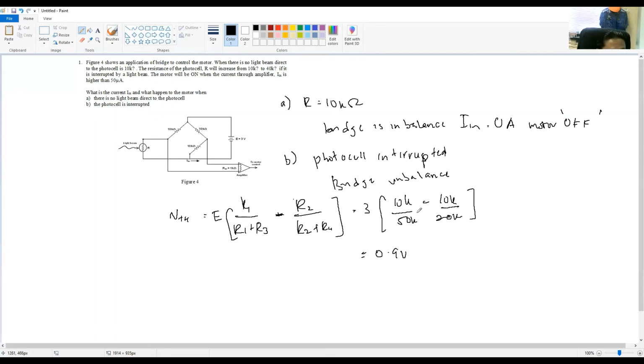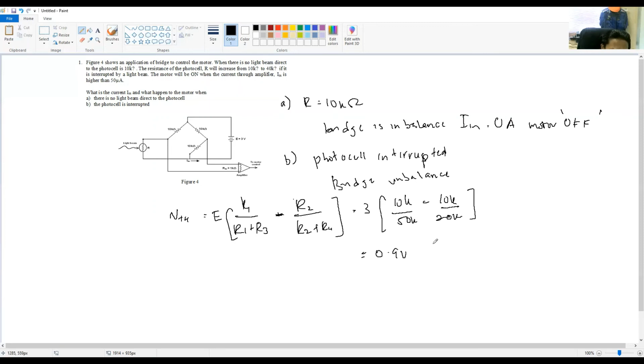Okay, so this is absolute. You can see this one is lower than this one, minus, so this one will get the negative. So we have to take the absolute. The VTH is supposed to be positive, so absolute. That's why the answer will be 0.9 volts. Okay, 0.9 volt for VTH.